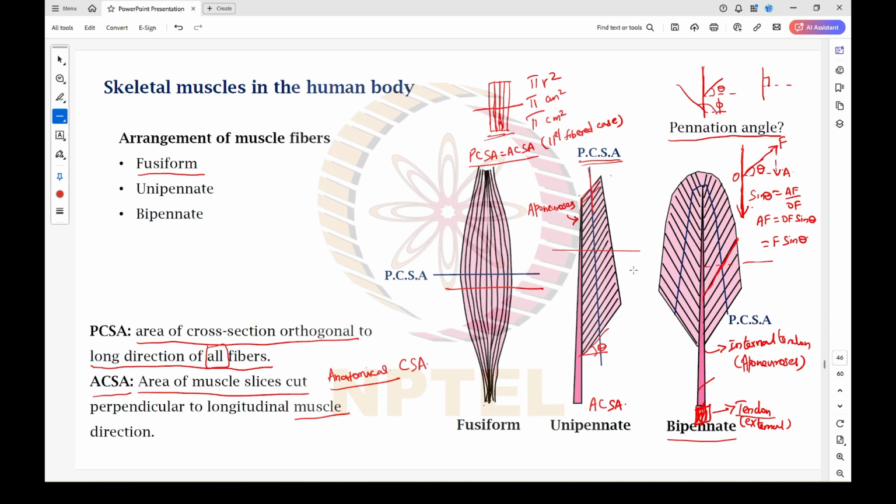And similarly in case of a bipennate muscle, the physiological cross section area or PCSA is this, whereas the anatomical cross section area is like this. Okay.